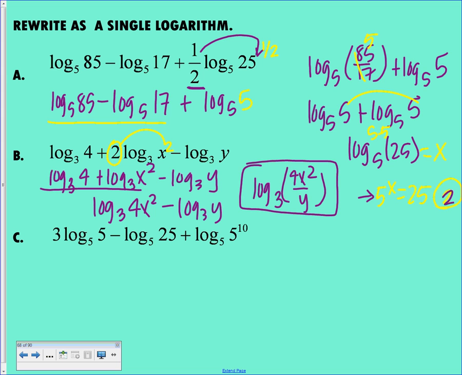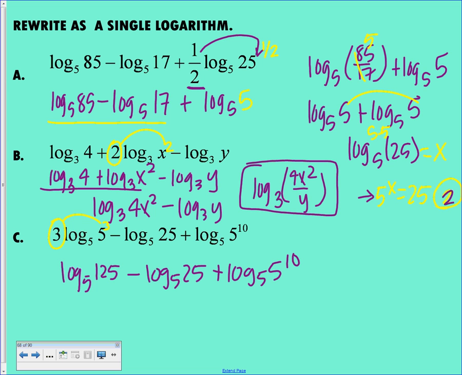Okay, and then example C. First thing always is looking for a coefficient. So I'm going to take this 3 and I'm going to make it a coefficient on that 5. So now I've got log base 5 of 5 to the third, which is 125. Okay, that's a power. I did not write 15 because 5 to the third is 125. Then I'll just rewrite the rest of my equation here.